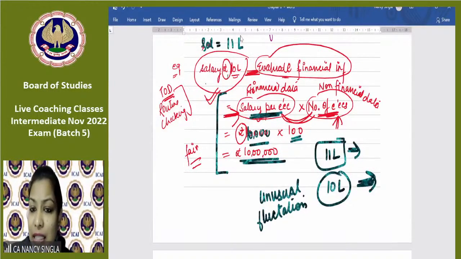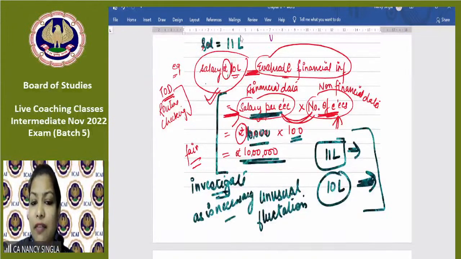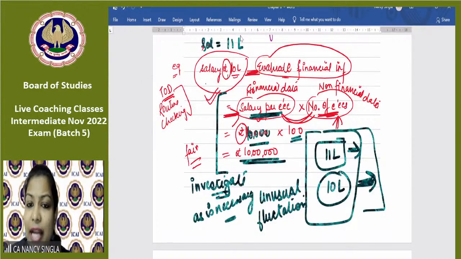Now, this is something inconsistent. Now, this is something unusual. So the auditor cannot ignore it. He will investigate. Investigate here means examine in detail, as is necessary, based on the situation. What will he investigate? The identified fluctuations. What are the identified fluctuations here? In the second situation that I discussed, the salary which has been shown is 11 lakh, though when the auditor calculated it, based on the data provided by the management itself, it came out to be 10 lakhs.